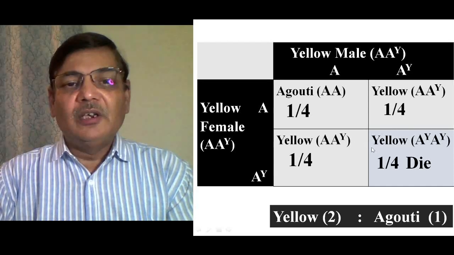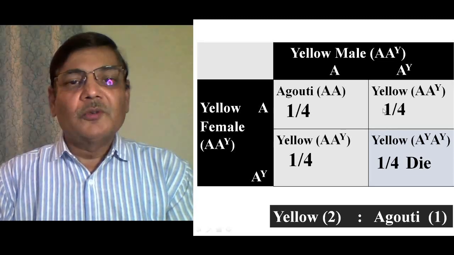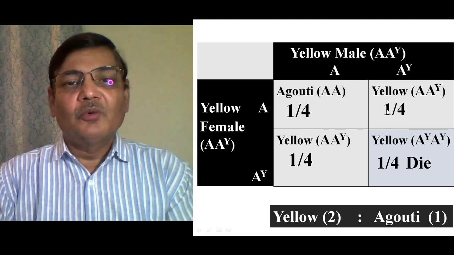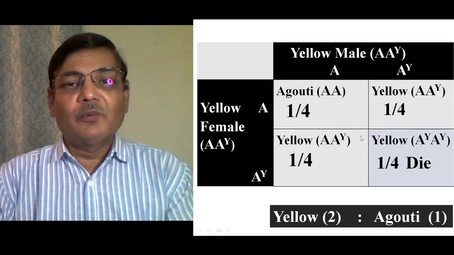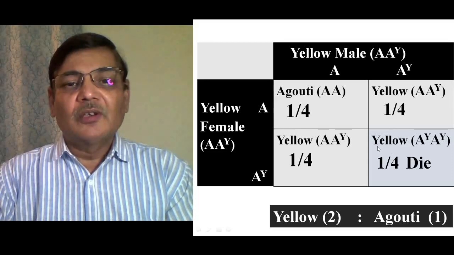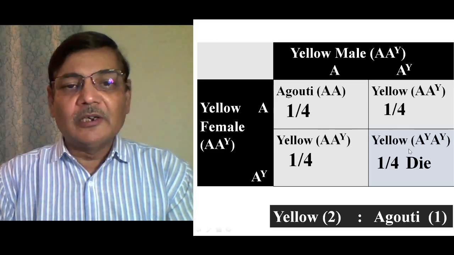In fact, in 1910, some scientists observed that 25% of the AYAY individuals do not survive. They die during embryonic development itself. So the agouti are 25%, and 50% of them, with genotype AAY, survive. And the homozygous AYAY individuals are not born at all.